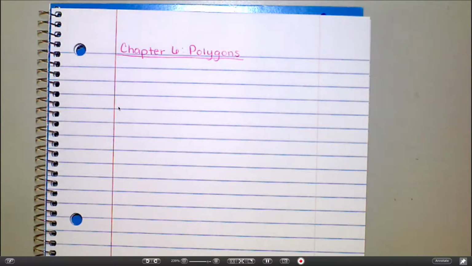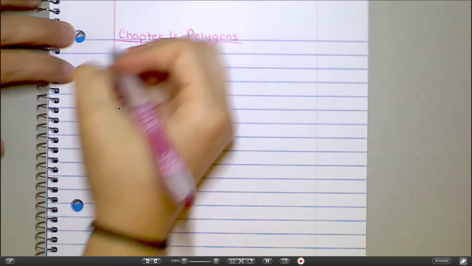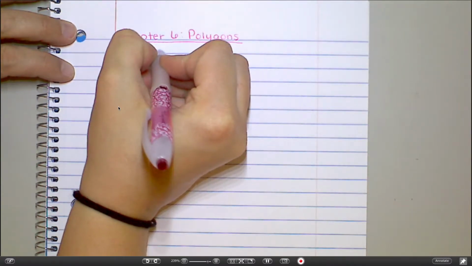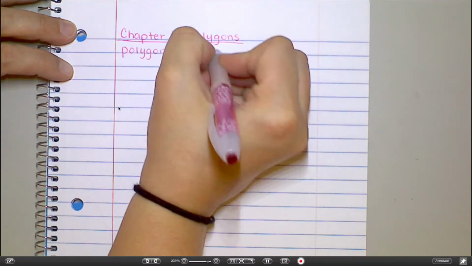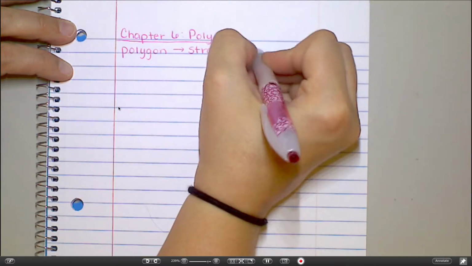Okay. So, polygon. What is a polygon? A three-sided figure. Okay, that is a type of polygon. A polygon is even less specific than that. A polygon is a shape. Remember? A shape with straight sides, and it has to be closed. Okay? So a polygon has straight sides, so no curves. And it has to be closed.